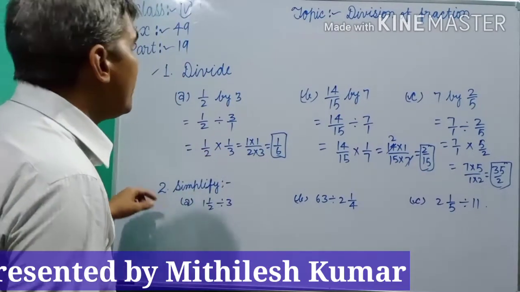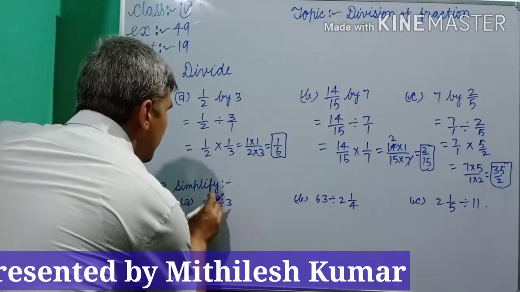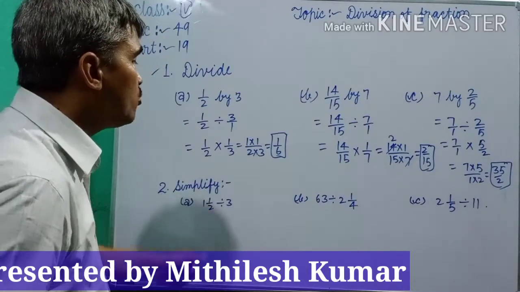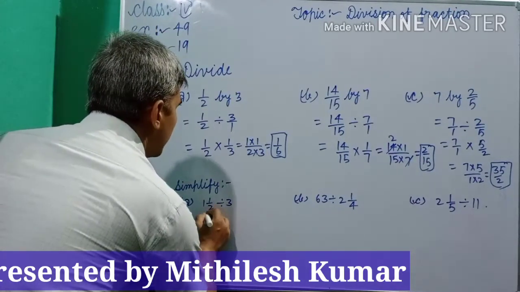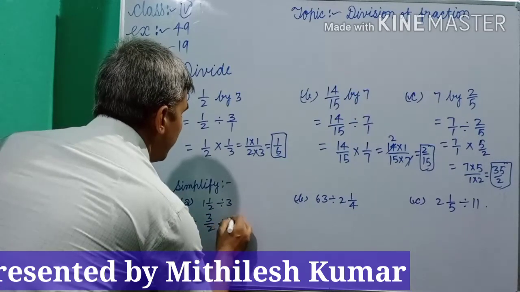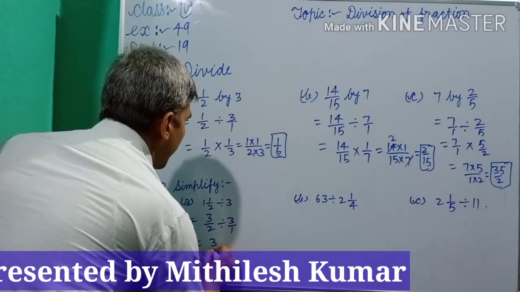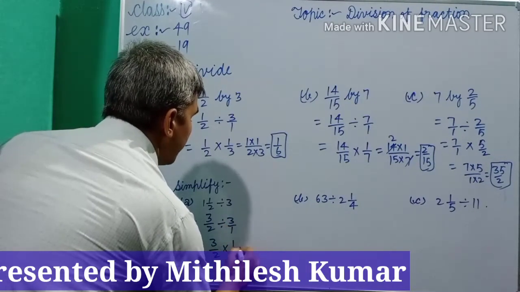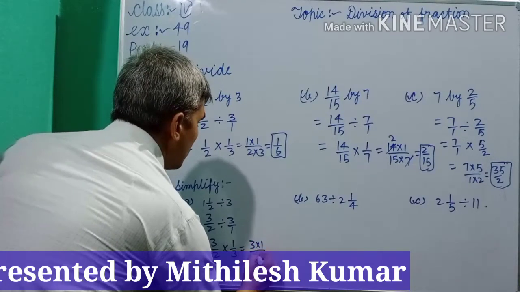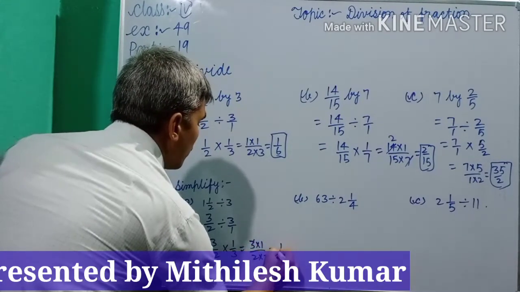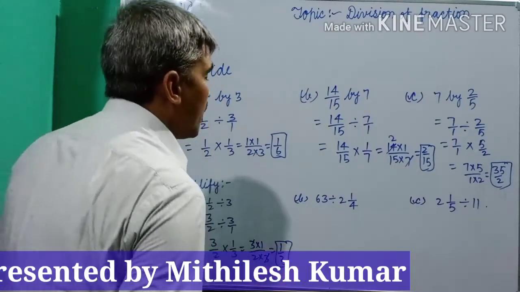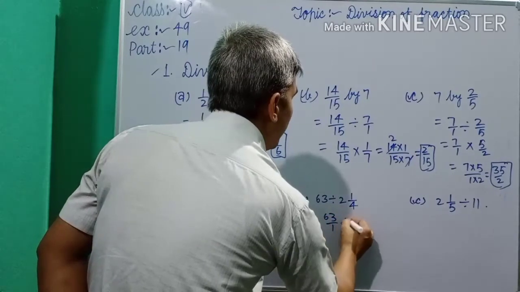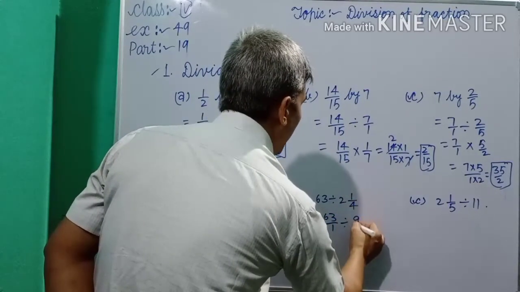Now simplify these related questions, dear students. Here 1 upon 1 by 2 is a mixed fraction, so at first you convert it into an improper fraction. Here 2 times 1 plus 1 is 3, that means 3 by 2, divided by 3 by 1. Here 3 by 2 multiplied by the reciprocal of 3 by 1, that means 1 by 3. Here 3 multiplied by 1 and 2 multiplied by 3, that means 3 cancels, and the answer is 1 by 2.